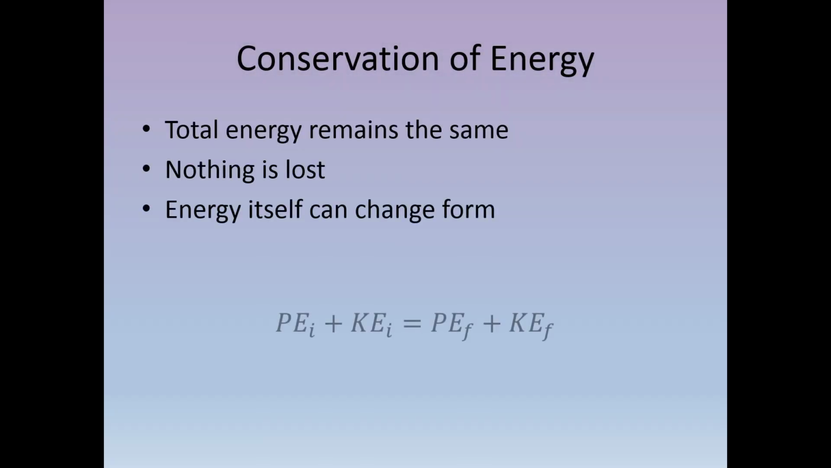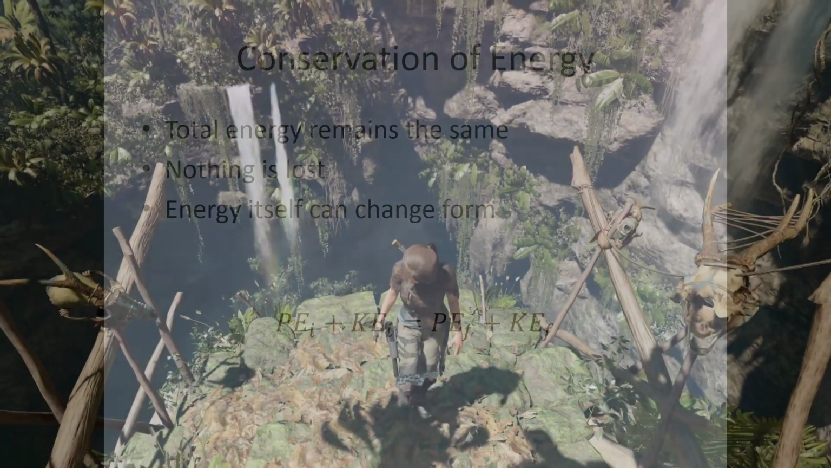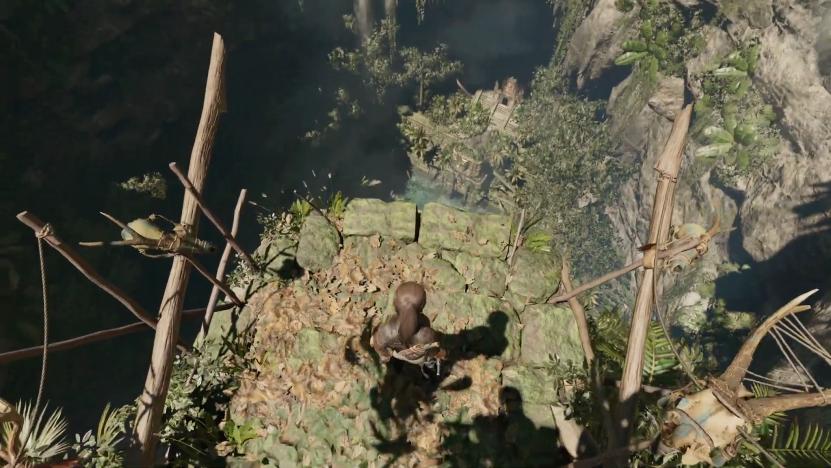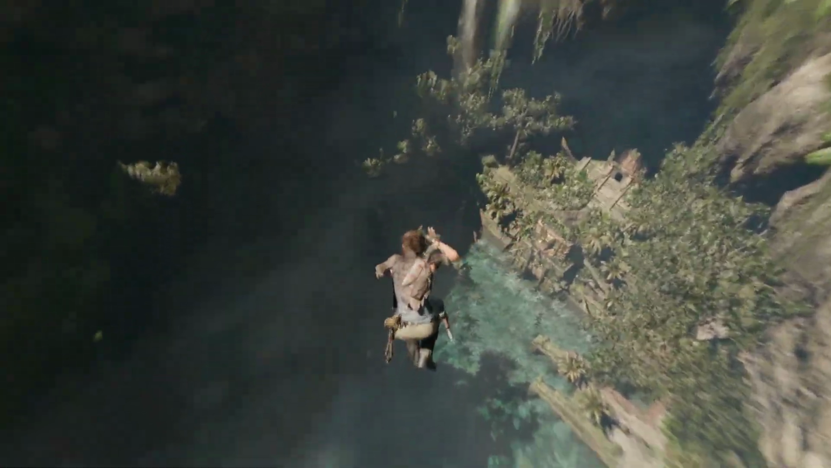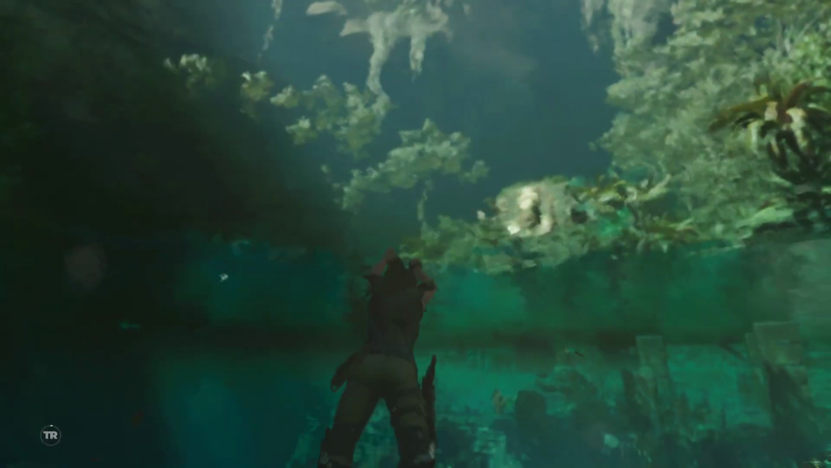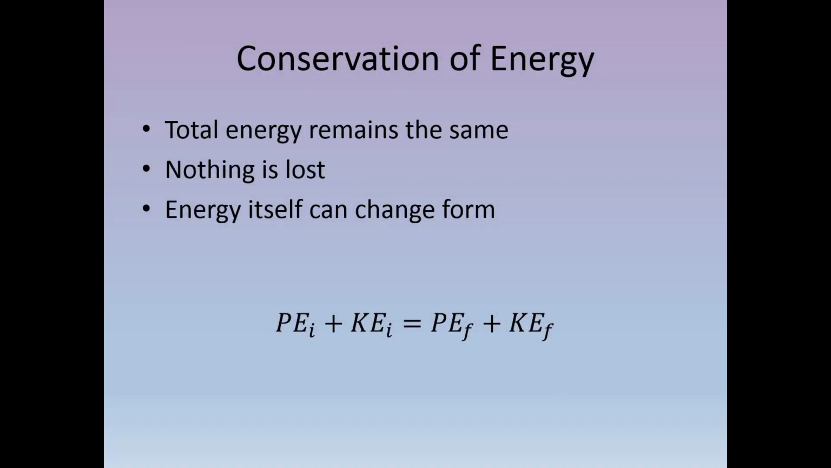So, what does the conservation of energy say? It states that the total energy remains the same, nothing is lost, and energy itself can change form. For example, if a person jumps off an elevated height, they lose potential energy as the height decreases. However, in return, as a person falls, the kinetic energy increases because the person gains speed as they continue to fall. The total energy throughout the fall will remain the same.